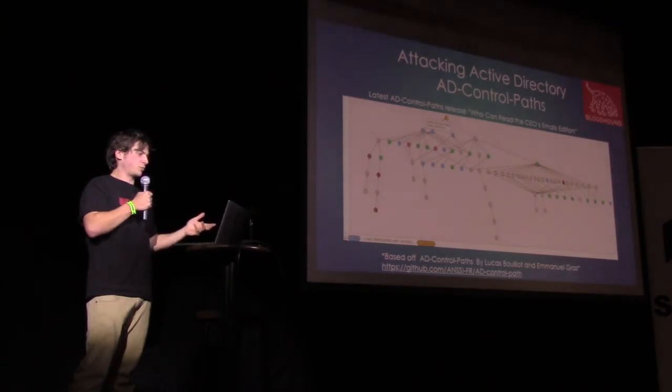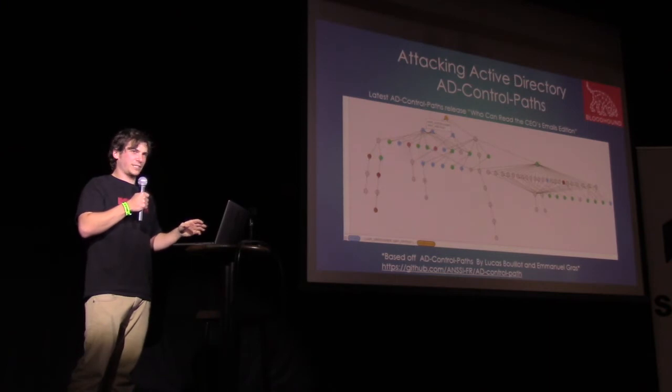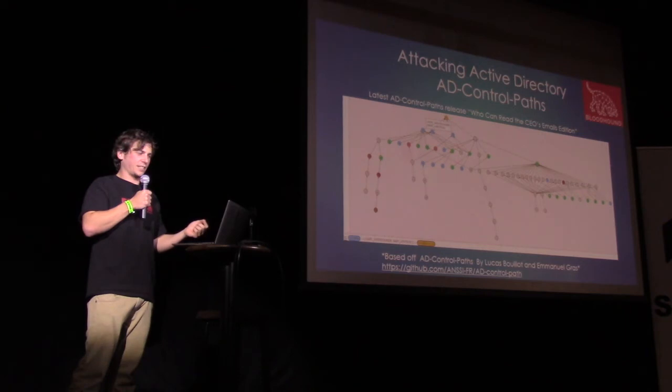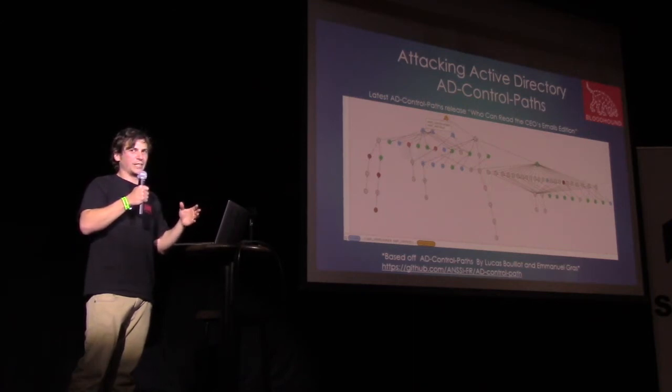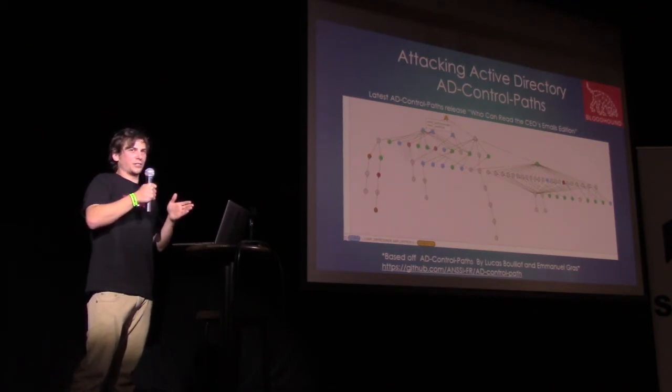And it's based off a project called AD Control Paths by these two French guys, Lucas Bouillot and Emmanuel Gras. I thought it was interesting that these guys had most of Bloodhound done in 2014, I think, and the whole ACL update that they recently came out with, but all their stuff is in French and the PDFs on it are in French. So I think they just didn't market it enough, and these Bloodhound guys just took the idea, polished it a little, turned it all into English, and built Bloodhound. But yeah, that's a really cool project.